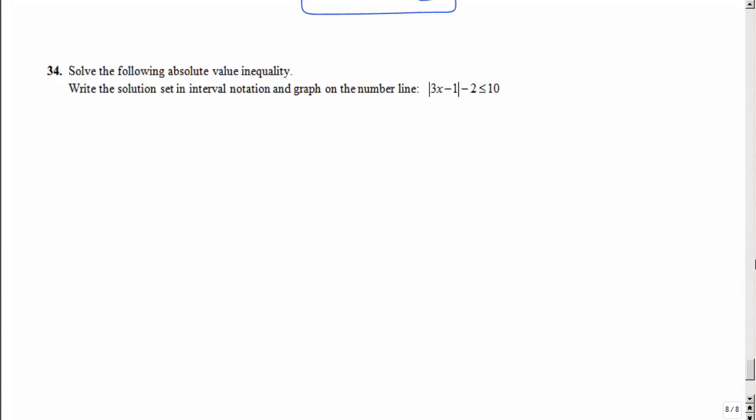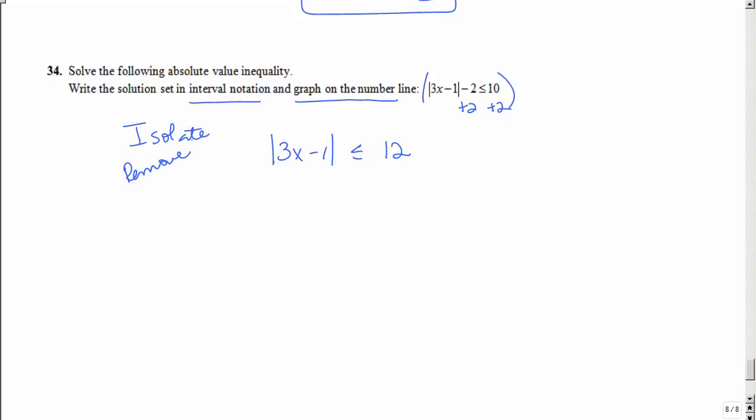This last problem is solving an absolute value inequality, and it asks us to write our answer in interval notation and graph on a number line. This one's a little bit different than the previous problem because our absolute value is not isolated. So we need to isolate the absolute value, meaning I need to add 2 to both sides. And so I have the absolute value of 3x minus 1 is less than or equal to 12. Now we've isolated it.